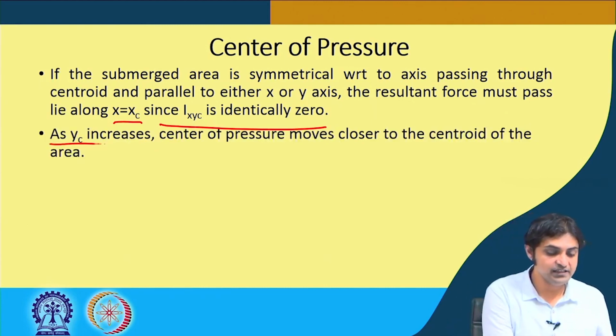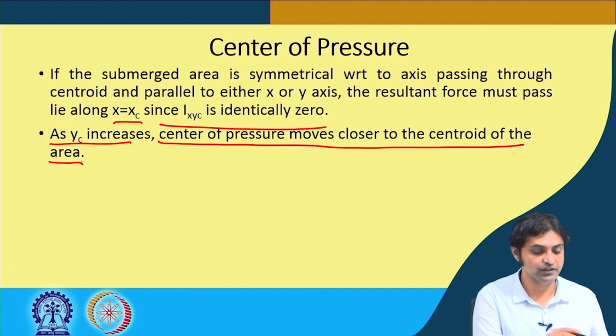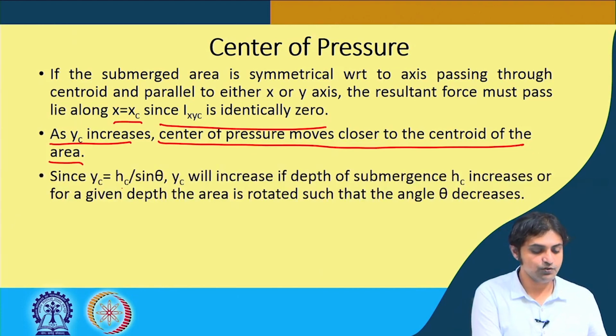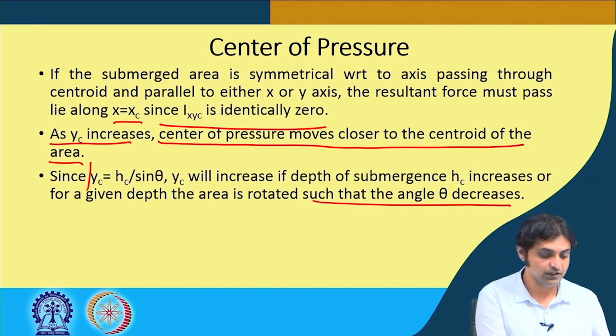Now as yc, the y coordinate of the centroid, increases, the center of pressure moves closer to the centroid of the area. It's easy to see from the equation that yr was yc plus the other term. So if yc is too large, it doesn't matter what the other term is. Since yc is equal to hc by sine theta, yc will increase if the depth of submergence hc increases, or for a given depth the area is rotated such that the angle theta decreases. This is very obvious from this particular equation.